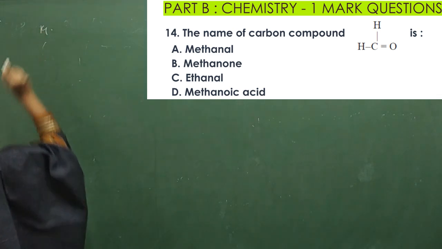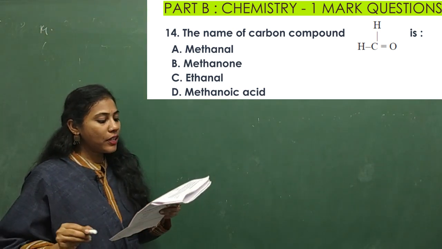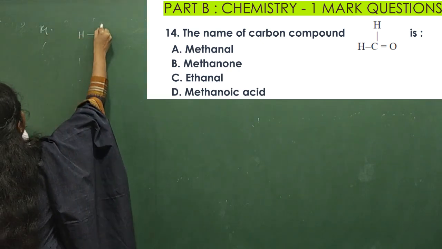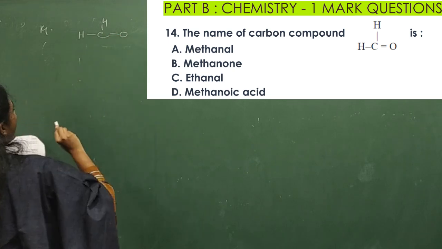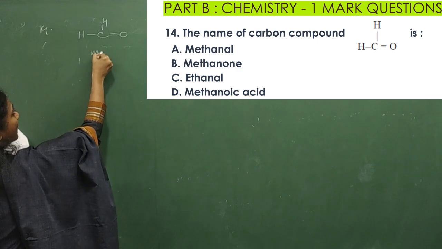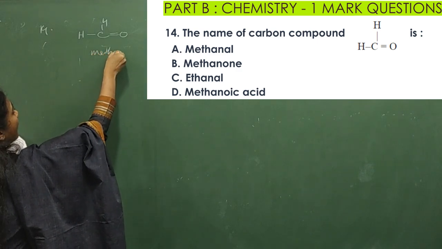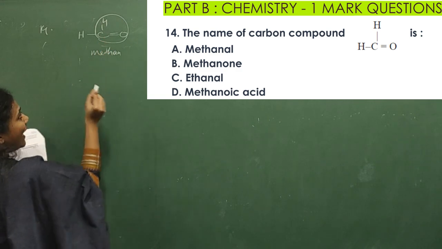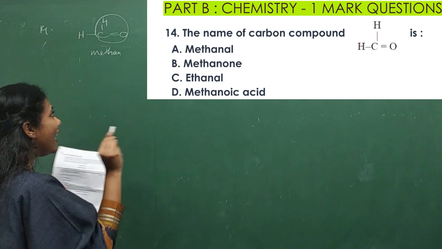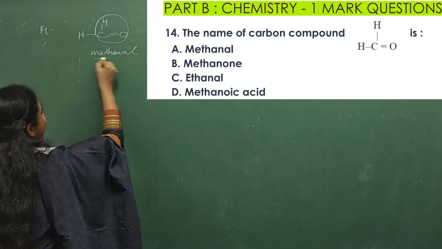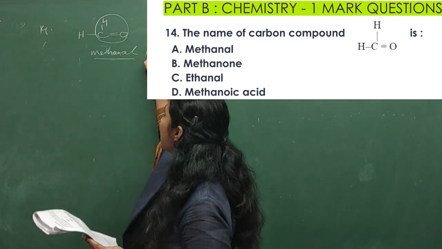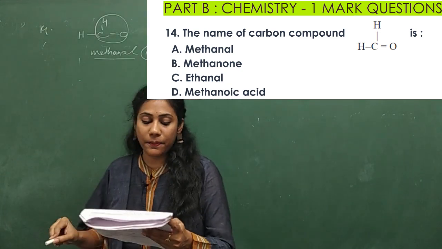Quite easy MCQs here. The name of the carbon compound H-C-H double bond O. So what is the name? Definitely it is methanal. One carbon atom, so meth. And then the functional group aldehyde is there. Whenever aldehyde is there, we use the suffix -al. Al must come at the end. So methanal is the answer. That means option A is your correct answer.